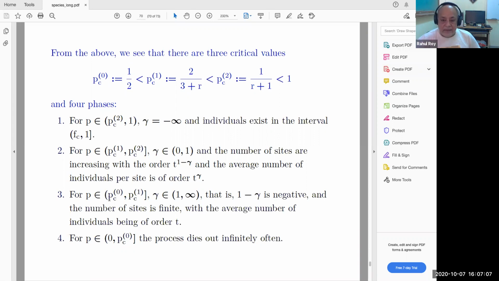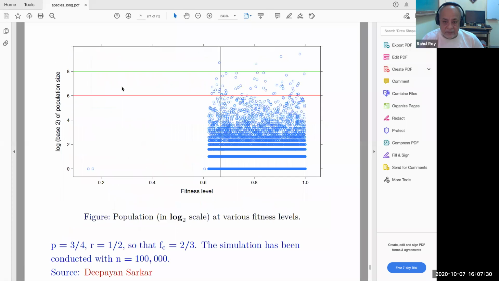When P is between PC0 and PC1, in other words, these two, then 1 minus gamma is negative, and the number of sites is finite, with the average number of individuals at any site being of the order of t. And when P is between 0 and PC, the process dies out infinitely often. So this is the mean field results, and I think I finished now. No, sorry, before I finish, these are the simulations which have been done by my colleague Deepa and Shortkar for P equal to 3/4, R equal to half, so that FC is 2/3.